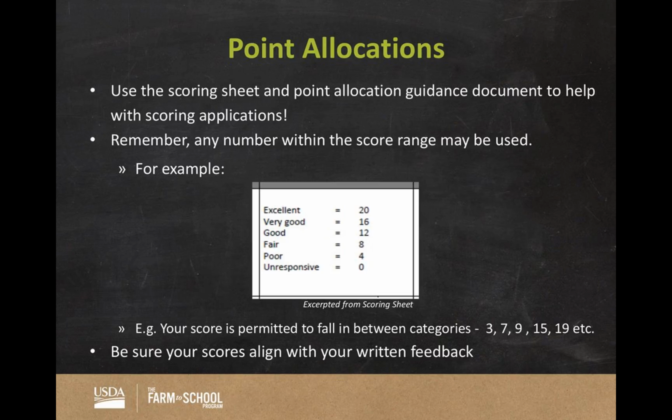So for example, I'm using the guidance for the implementation grants as an example. Excellent is 25 points. Very good is 20 points, and it goes all the way down to 0 for unresponsive. But let's say you're reviewing an application, and for that criteria, they're better than very good, but they're not perfectly excellent. So you might want to give them 22 or 23 points. It doesn't have to be those concrete numbers.